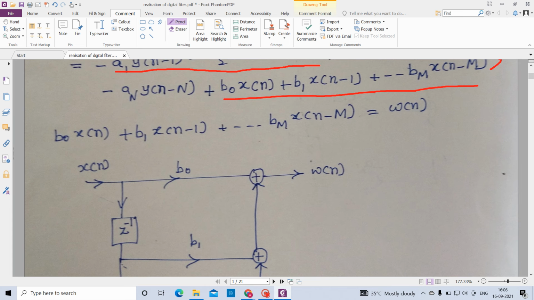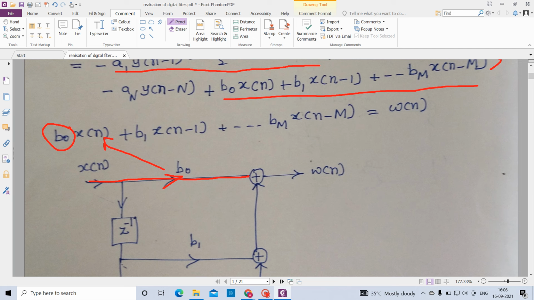See here. x of n is the input signal. This input signal is multiplied with b naught. Here b naught is the constant multiplier, and by using this arrow we represent the constant multiplier b naught. So x of n is multiplied with b naught, and this arrow represents x of n into b naught.